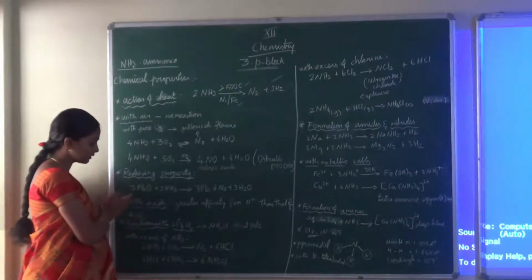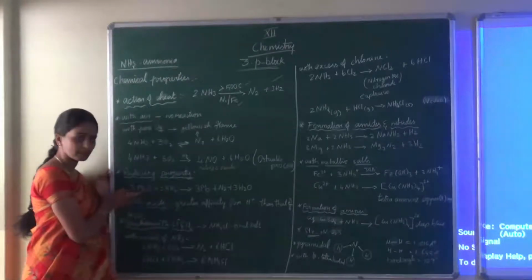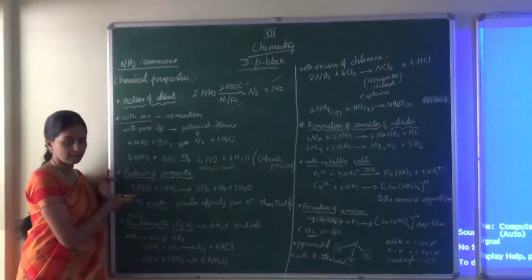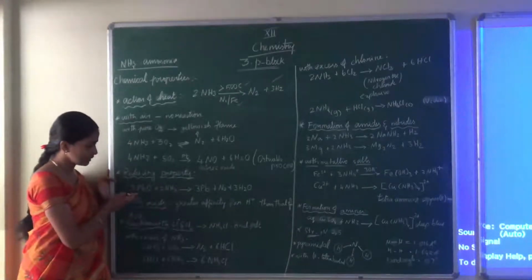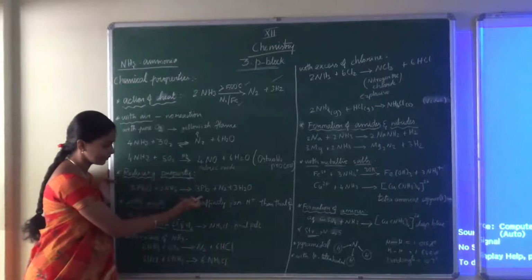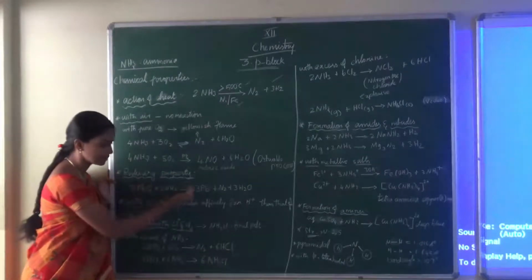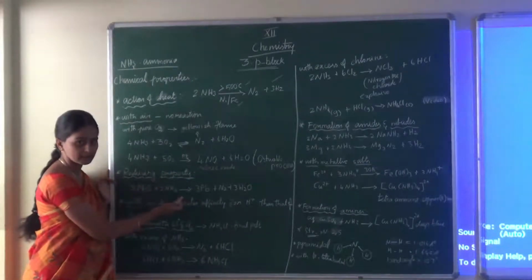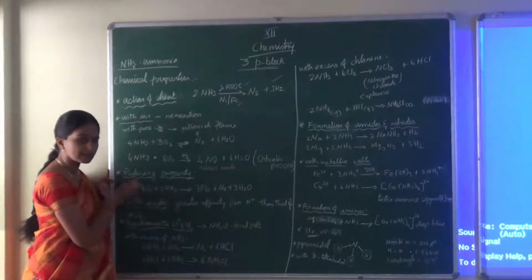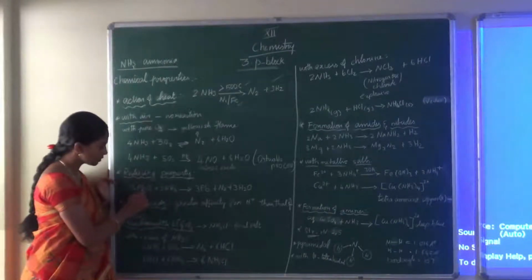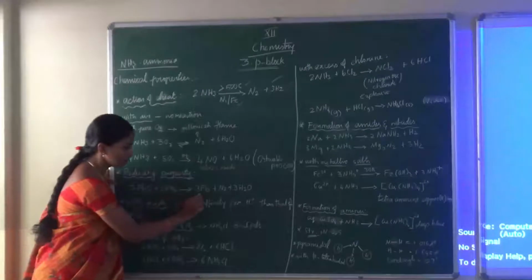That means it can convert the metal oxide. What is the metal oxide here? Lead oxide. Lead oxide is converted into lead. That means here the oxygen is removed. Removal of oxygen is taking place. So this reaction is called a reduction reaction. So PbO is converted into Pb.